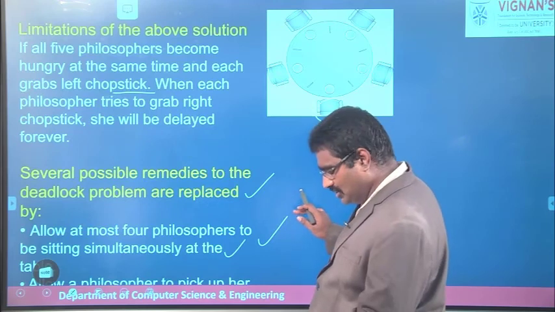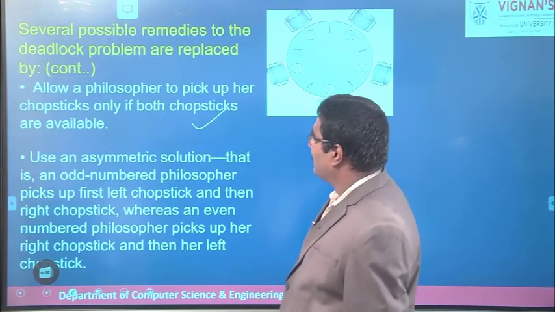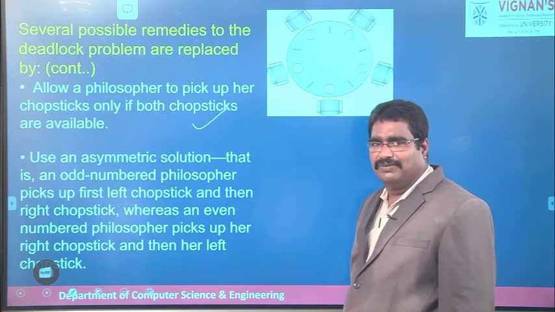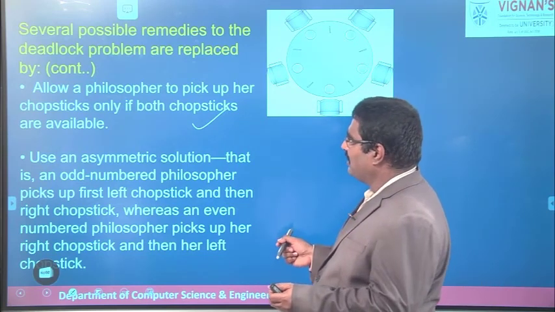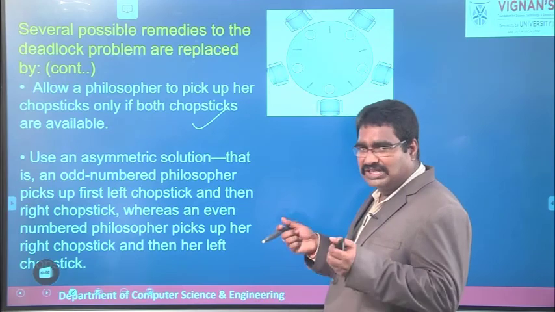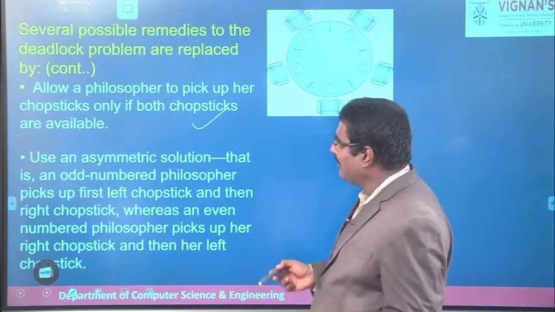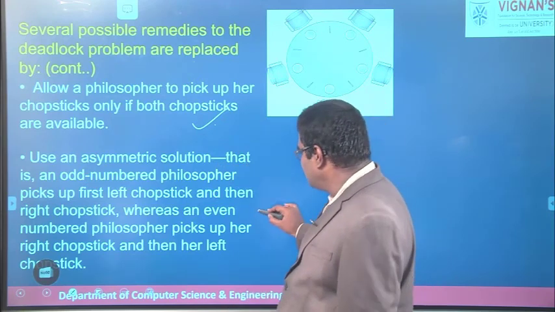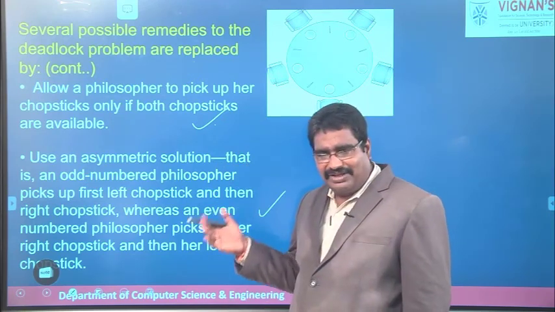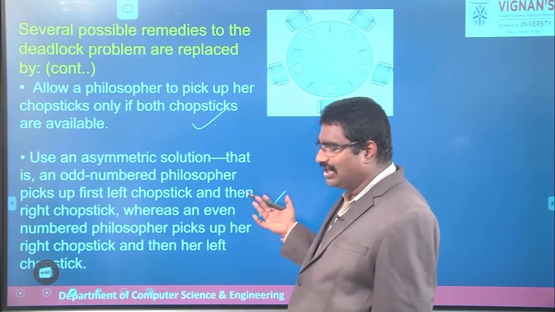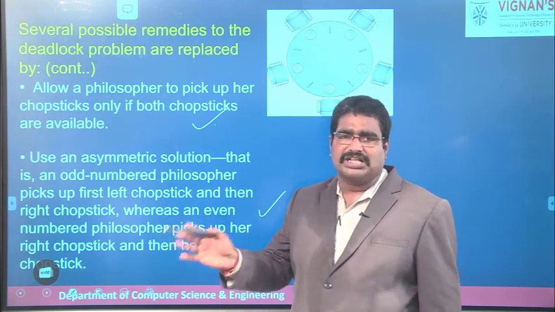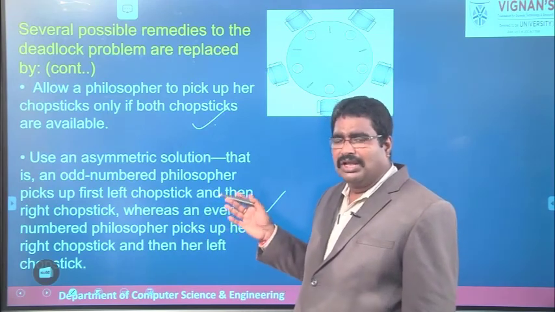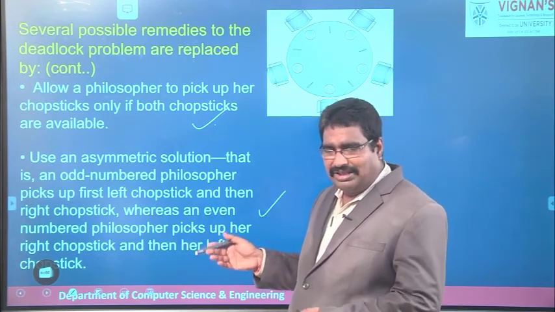What is another solution? Another solution is to allow the philosopher to pick up the chopsticks only if both are available. If both chopsticks are available, only then is the philosopher allowed to take both chopsticks at a time, and then the problem will be solved. And another solution is that even numbered philosophers always take the left chopstick first, and odd numbered philosophers take the right chopstick first.